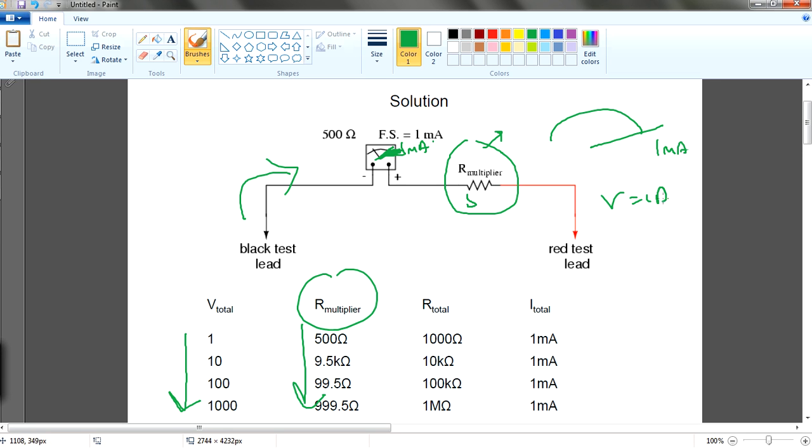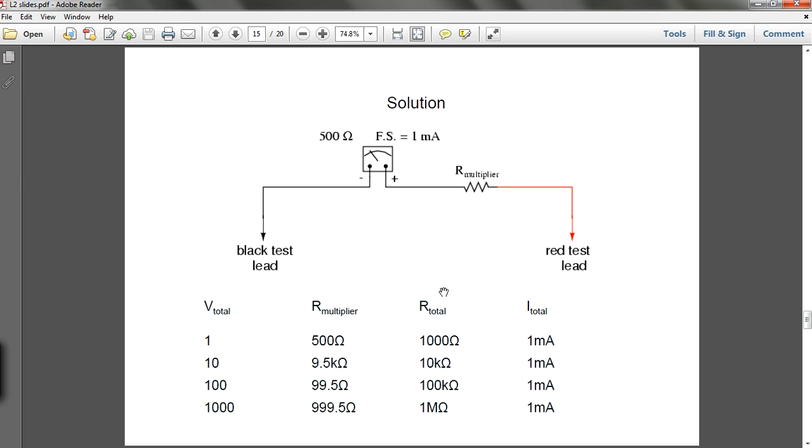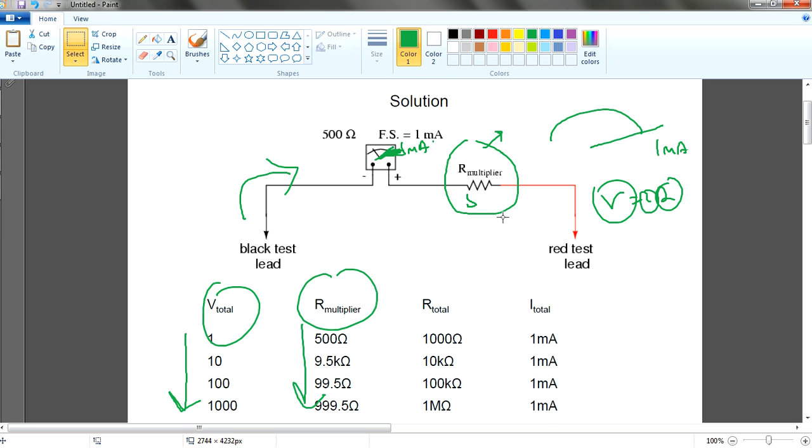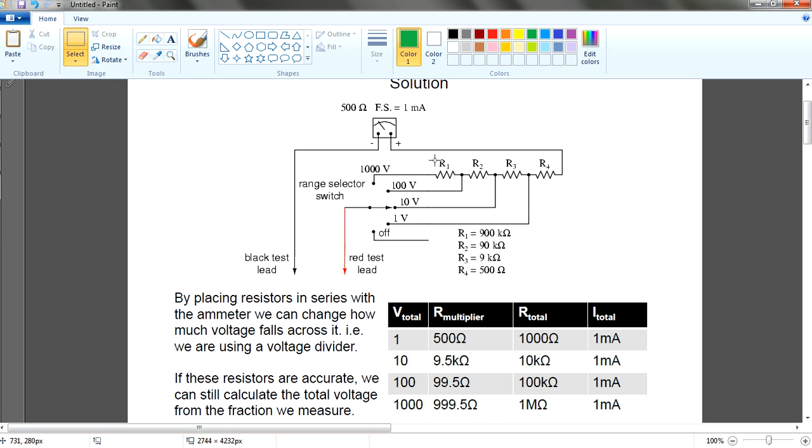So V equals IR. You know your resistance value, you know your current, then you can find your voltage. So this is how the voltmeter works, how you find your voltage. And if you have this concept already, how you want to build a voltmeter, you can actually build a series of resistors, right?